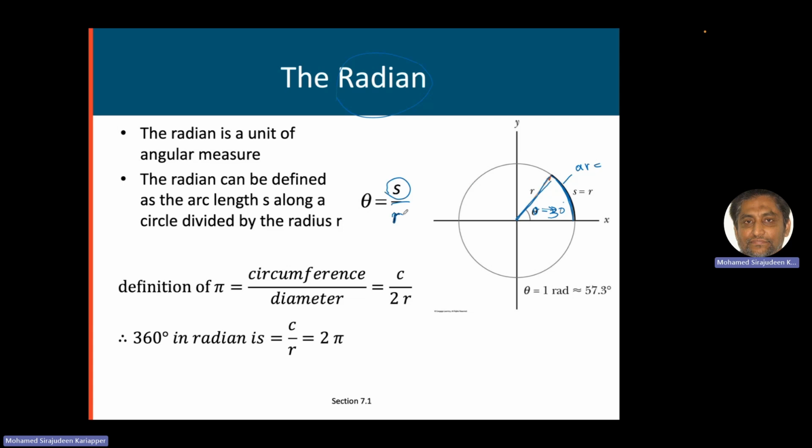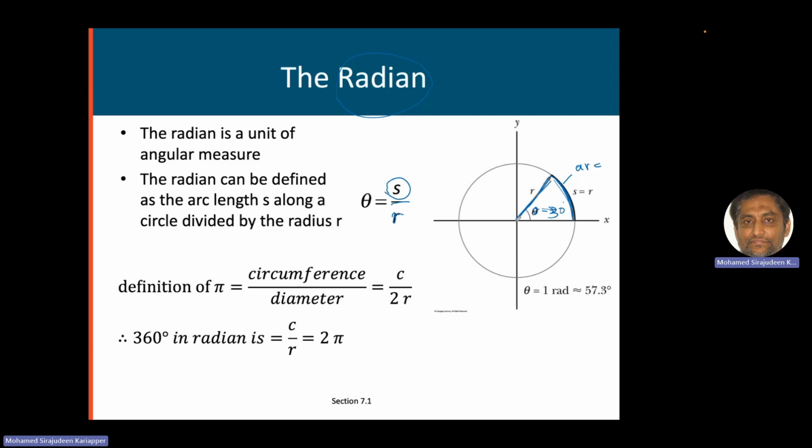This ratio, the arc length divided by the radius of the circle, if you substitute those values and calculate it, whatever number you get will be the angle in radian. That's how you define the radian. So 1 radian is when S must be equal to R, that is, when S over R is equal to 1. 1 radian is going to be quite a big angle. It's probably something like 57.